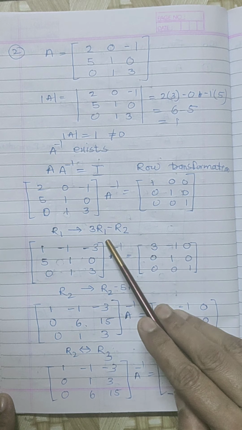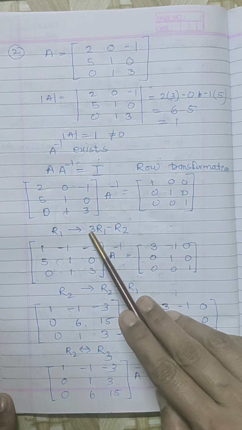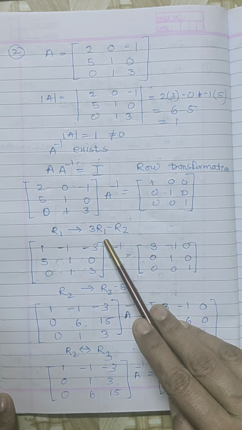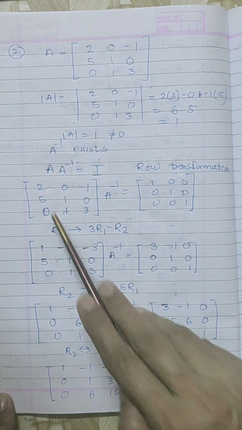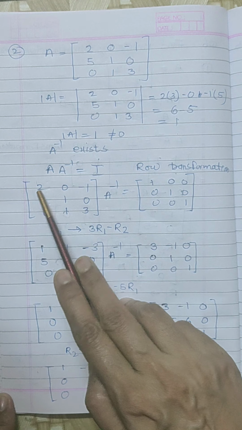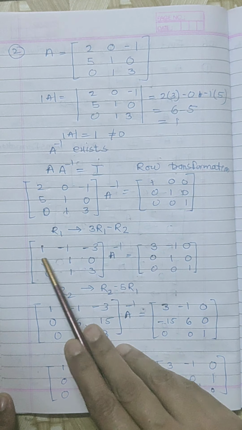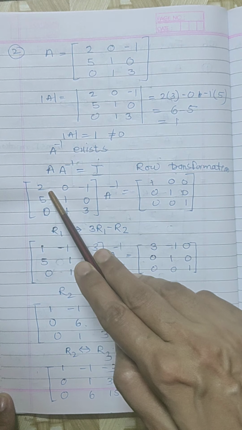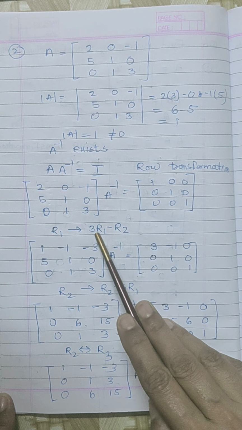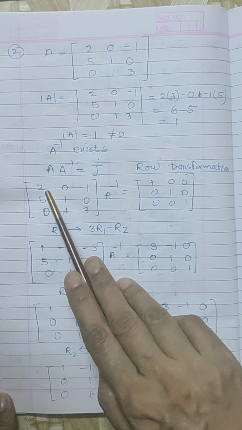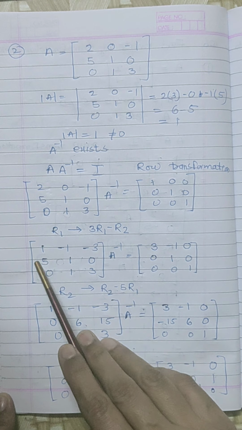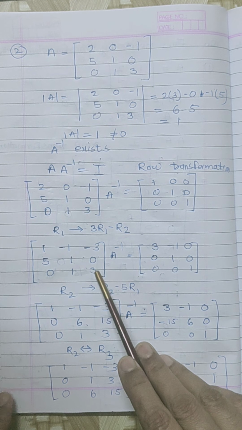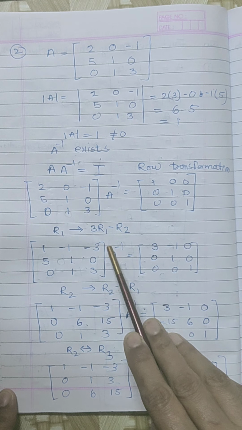R1 changes to 3R1 minus R2. See, when you multiply this by 3, it becomes 6, and 6 minus 5 is 1. So this we have to convert into 1. So we will use the transformation 3R1 minus R2. So we will write and take R2 and R3 as it is. So only the change will be there in the first row.